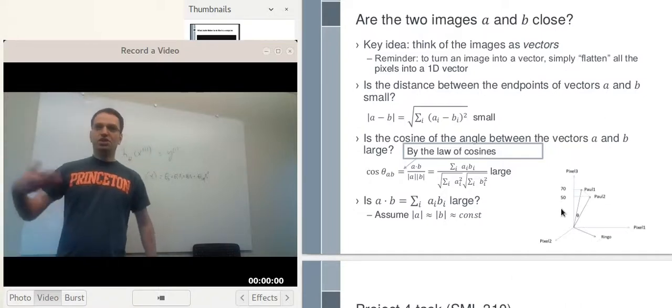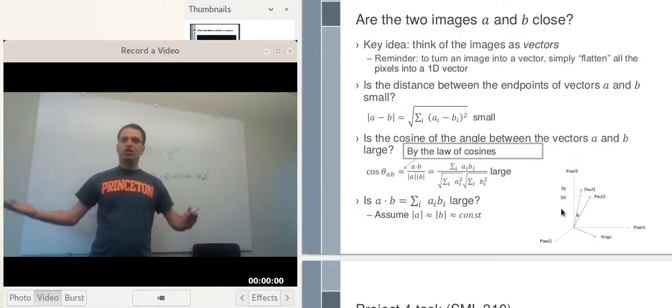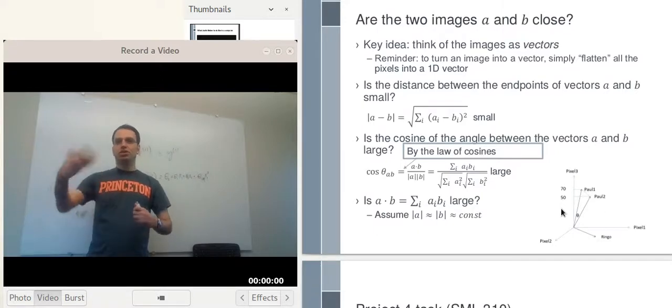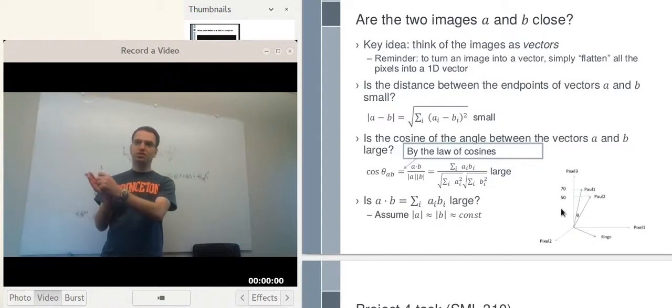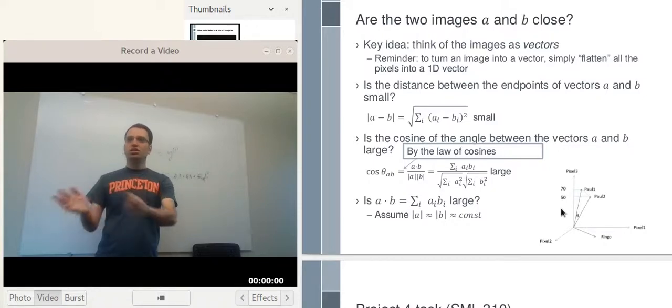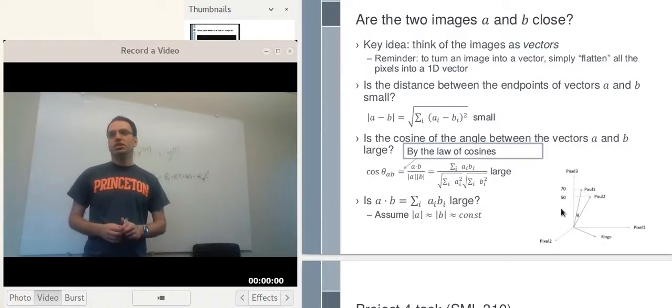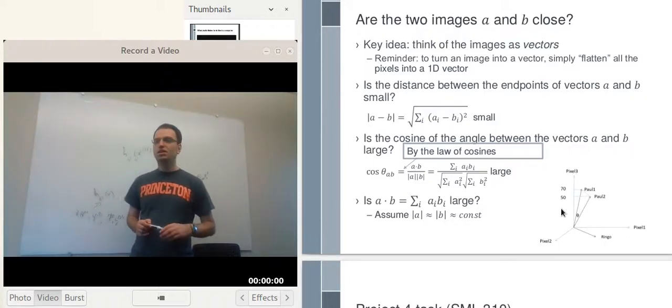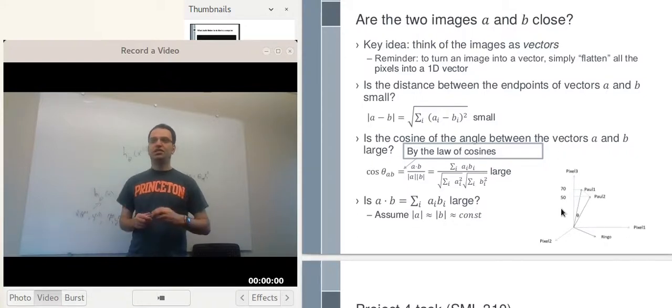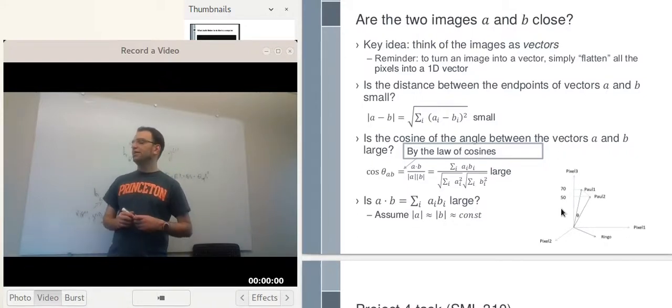So if the cosine is large, that means that the angle is 0. The largest possible cosine of theta would be 1, and that would correspond to theta equals 0, so the angle between the vectors is 0, that means they're close together. On the other hand, if the cosine is close to 0, that means that the vectors are orthogonal. That suggests that the vectors are not similar at all, right?